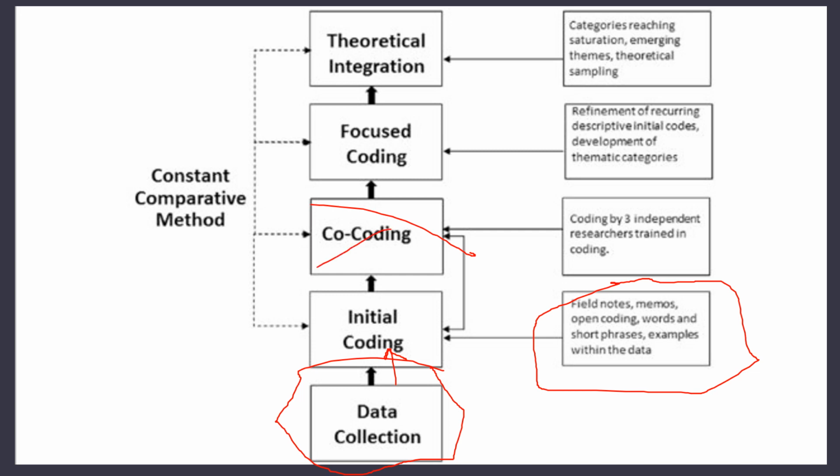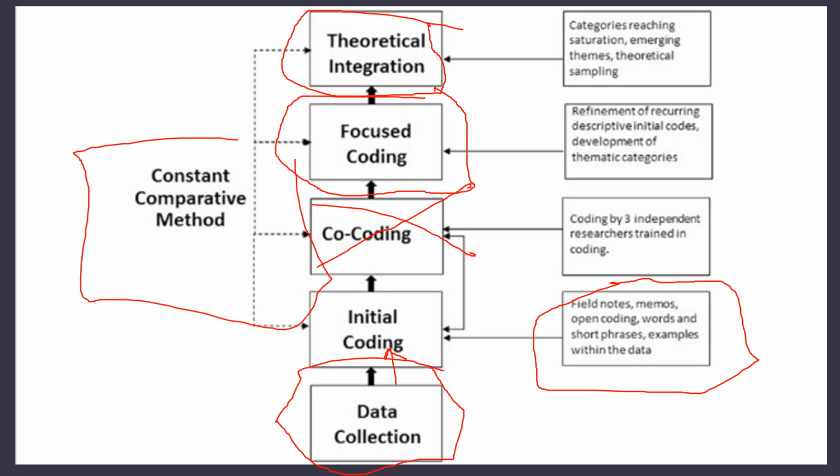Then we can do intercoder agreement or coding by independent coders or researchers. I put an X through this because you will not be doing that for your dissertation. You code your own data. Then we get into focused coding, where we really start to refine and look at what is the repetition within this data, and we can begin to create larger categories and then eventually concepts or themes. This is called the constant comparative method.